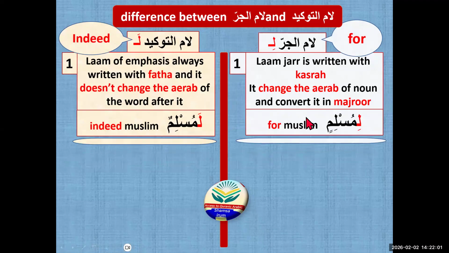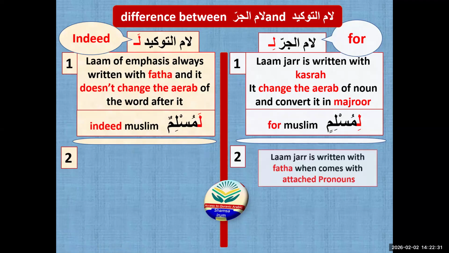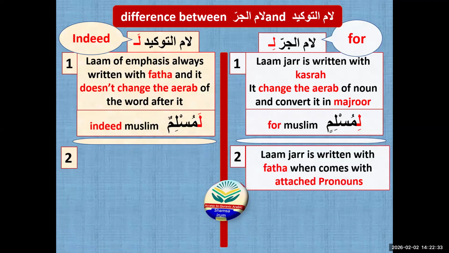Now, one more thing I want to explain: this Laam of Jar converts the noun after it into the majroor state, the genitive. On the other hand, the Laam of Tauqeed doesn't bring any change. The second point, which is most important and a little bit confusing for the sisters, I will explain now, inshallah ta'ala.